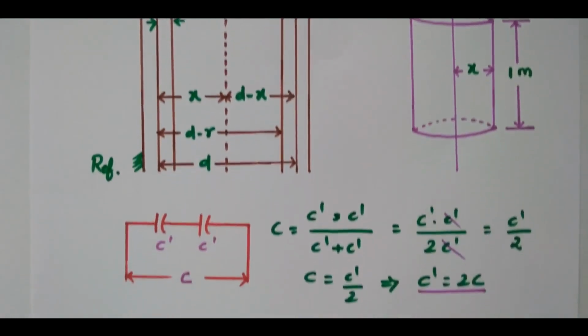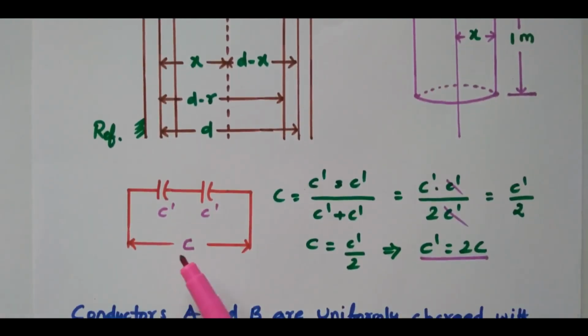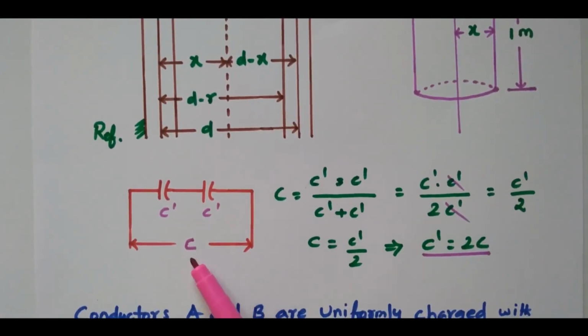So there are two conductors available, right? The total capacitance is nothing but the capacitance due to conductor A and the capacitance due to conductor B. Both are connected in series, right? This C dash is the capacitance due to conductor A. This C dash is the capacitance due to conductor B. Since both are connected in series, the total capacitance C is C dash times C dash divided by C dash plus C dash.